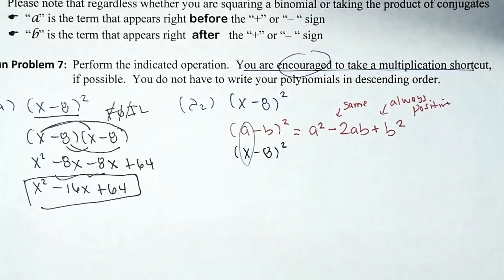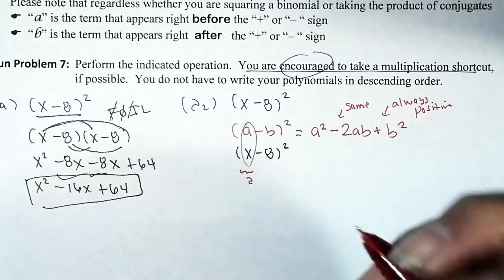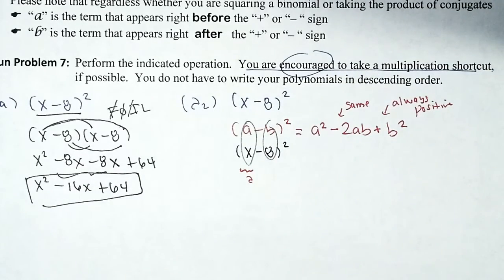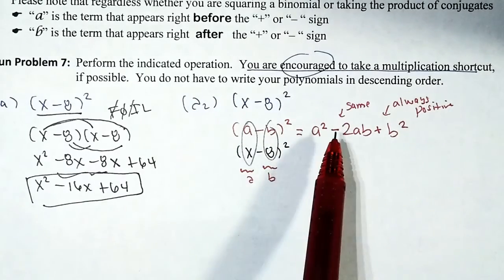So in this case, x is like our a. b is whatever you see after the operation. So in this case, we see an 8. So 8 is like our b. Okay, so if this is our question, that's our answer.